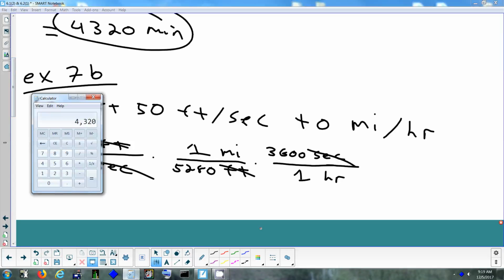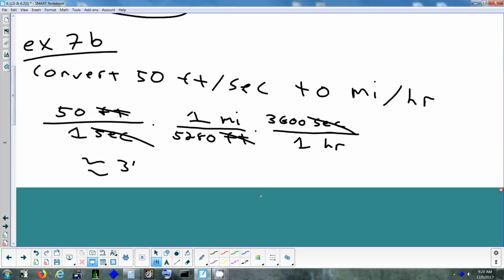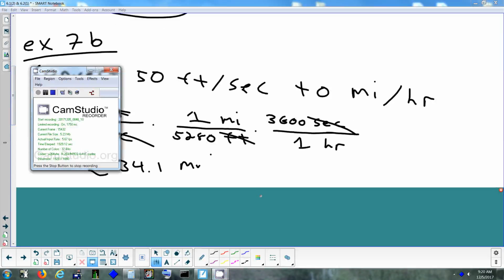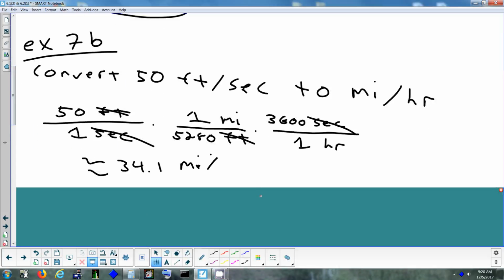Okay, so let's see what we get. So 50 times 3,600 divided by 5,280. So it's 34.1 miles per hour. You can write it as miles/hour, or you could put mph, either way. Okay. So 34.1 miles per hour. Any questions on that one?